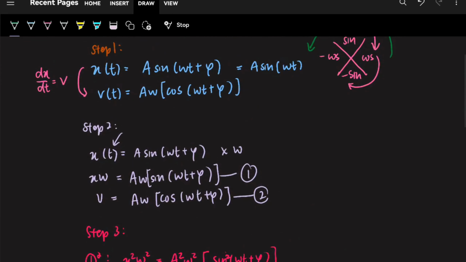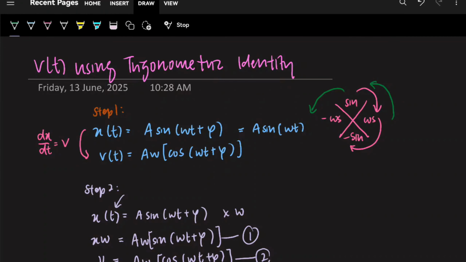And yep, so that's all for today's video. I hope you learned something new today. It is another different way to derive the velocity function, but there's always an alternative, right?